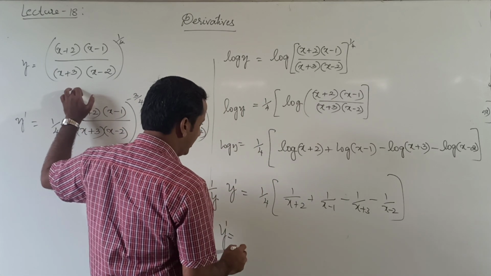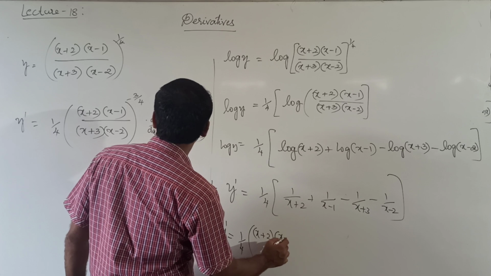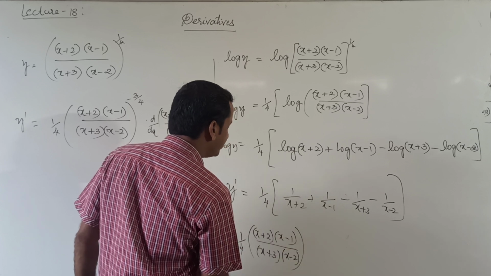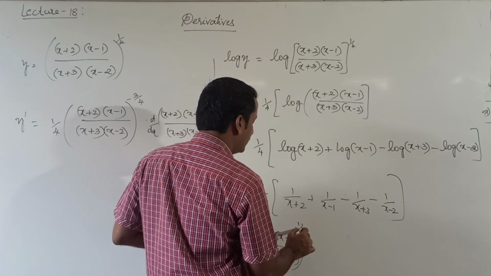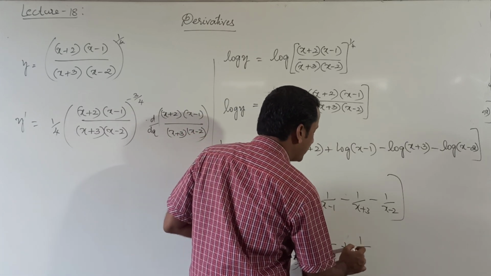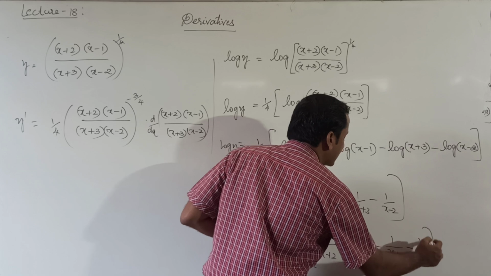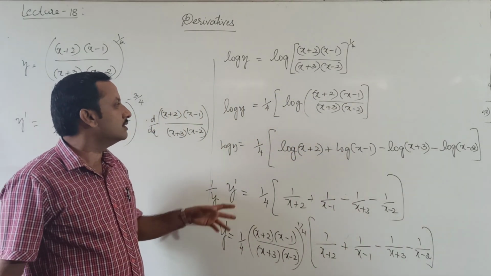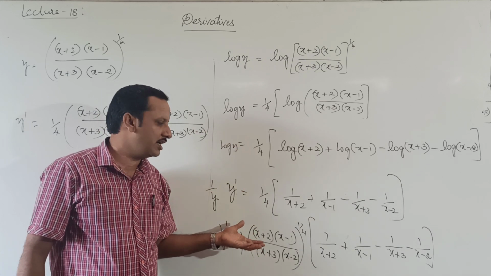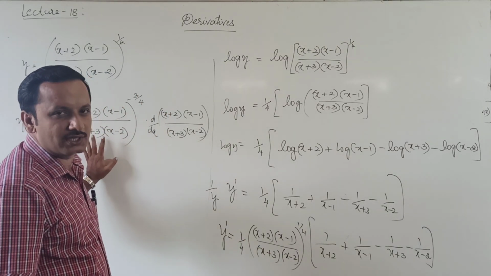Find out what is y. This is y. So y dash is equal to x plus 2 into x minus 1 divided by x plus 3 into x minus 2, to the power 1 by 4, into 1 by 4 into this factor, 1 by x plus 2 plus 1 by x minus 1 minus 1 by x plus 3 minus 1 by x minus 2. This is the answer. Okay. So in this way we can easily, by taking log and simplifying it, differentiate and get the derivative much more easily when compared to the original method.